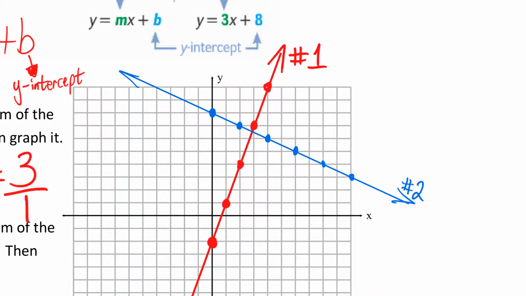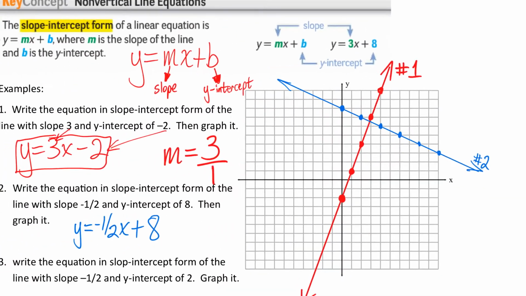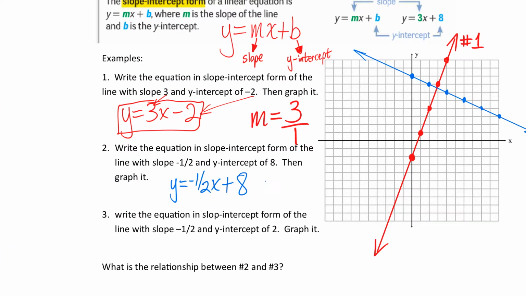It looks pretty close right there. That looks pretty close to being a 90-degree angle, like right here. How would I know for sure if it's perpendicular or not? Look at the slope, right?